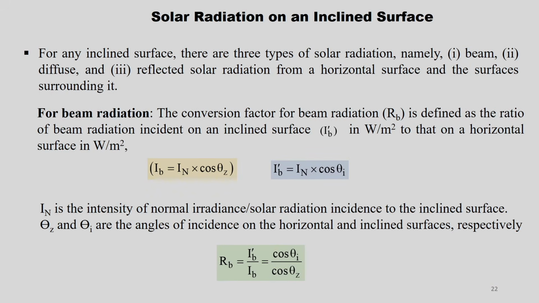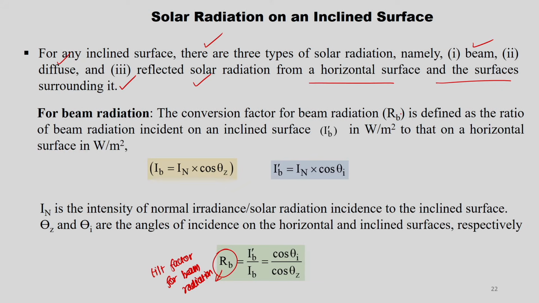The next one is solar radiation on an inclined surface. For any inclined surface there are three types of solar radiation: beam, diffusive, and reflected solar radiation from a horizontal surface and the surfaces surrounding it. For beam radiation, we calculate RB, which is nothing but the tilt factor or conversion factor for beam radiation.